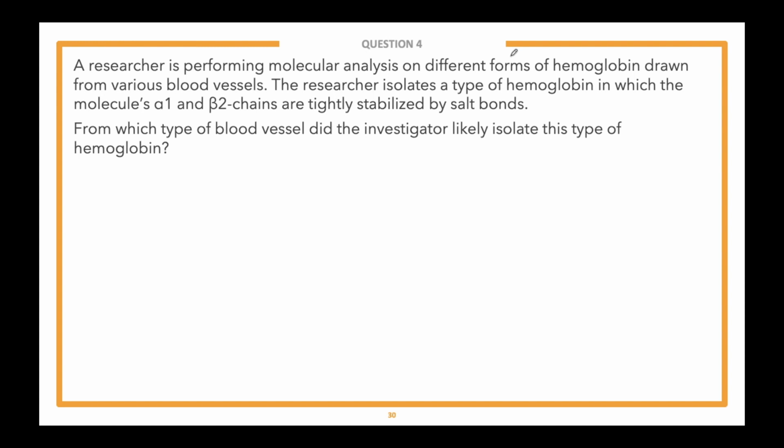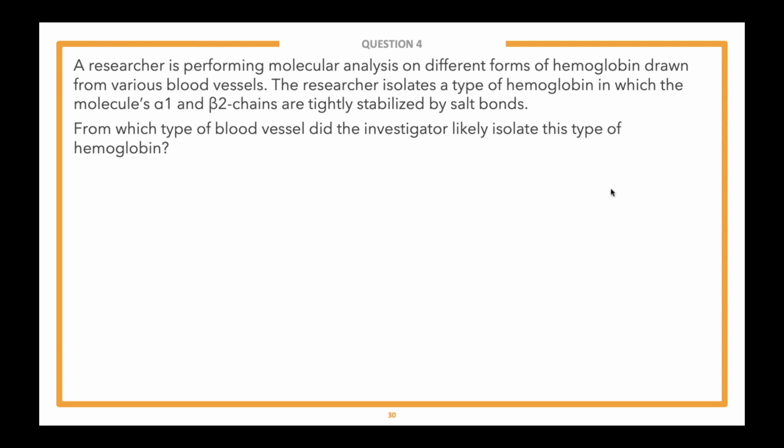As you can see, the answer choices are covered up, and we will begin with the lead-in. This is our last question, so let's try to finish strong. From which type of blood vessel did the investigator likely isolate this type of hemoglobin? I'll give all of you a few moments here to let us know in the question box how many steps you think this will require before we move on. All right, I see the responses coming in. Let's go ahead and read that vignette.